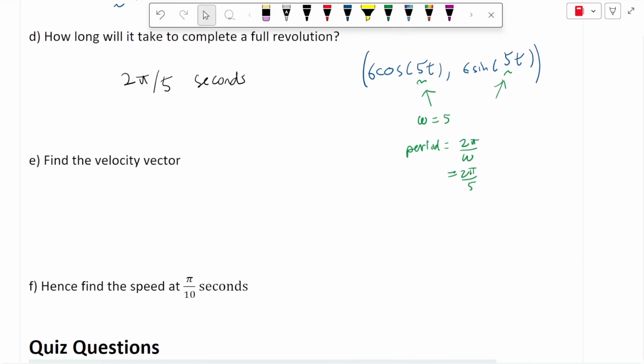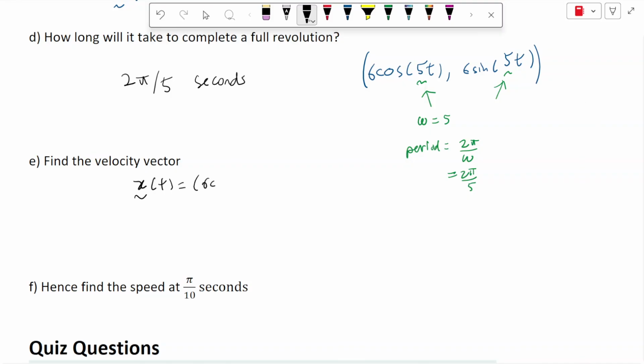Okay, find the velocity vector. So if x of t is 6 cos of 5t and 6 sine of 5t, then we can get the velocity vector just by differentiating it. So cos goes down to minus sine, so minus 6 sine of 5t. And we're going to times it as well, so minus 30 sine of 5t, 6 times 5 out the front there. And we've got 30 cos of 5t.